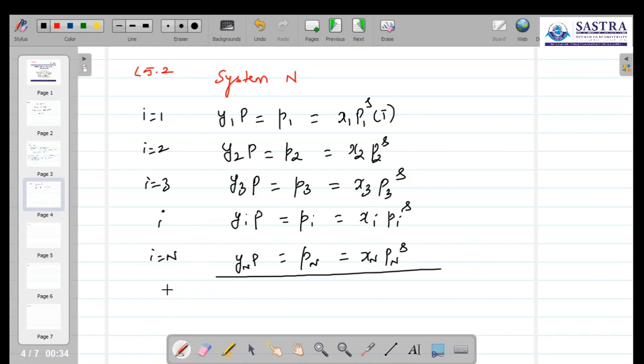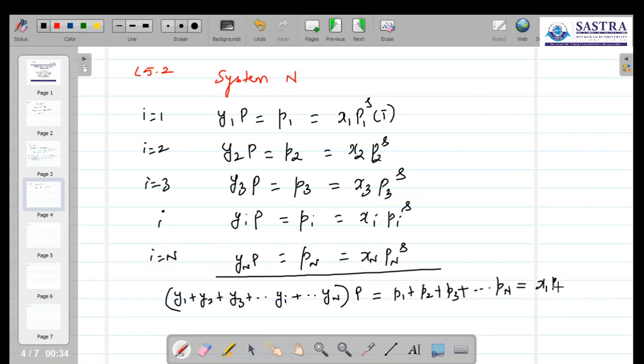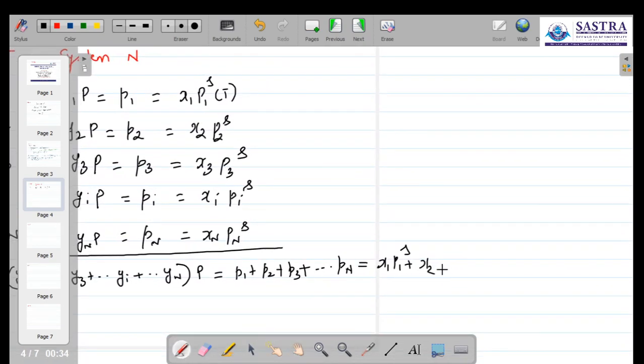You can easily see that if you add, you will get terms like y1 plus y2 plus y3 and so on till yi, and it keeps continuing till yn, all multiplied by P equal to. So this is the summation of this term. Similarly, you can have the summation of these terms, which will be p1, the partial pressure, plus p2 plus p3 and so on till pn, and this will be equal to x1 p1s plus x2 p2s plus x3 p3s and so on till the last component xn pns.